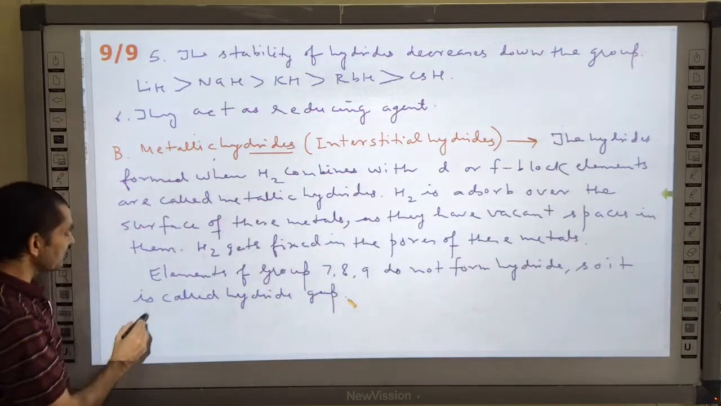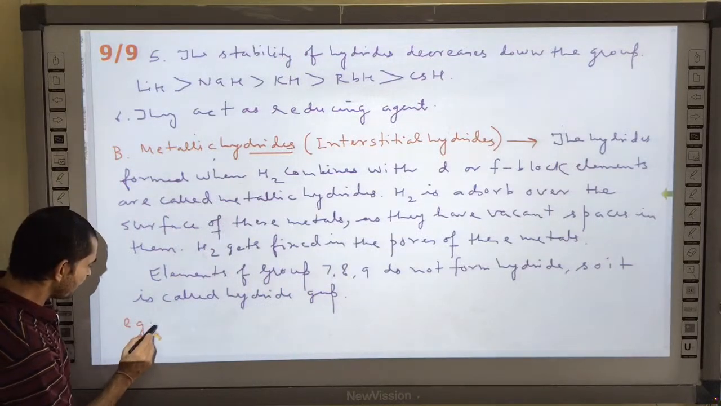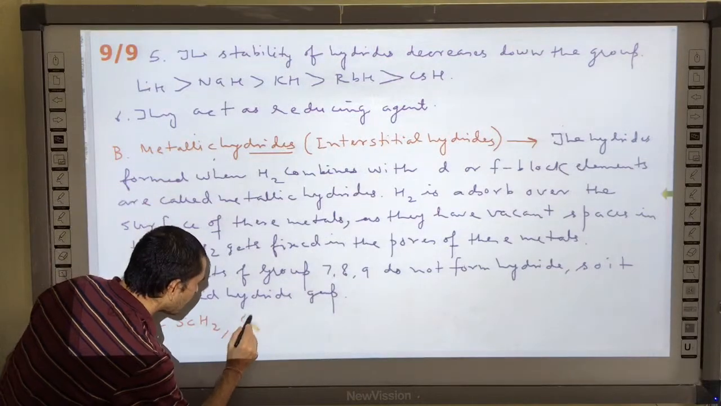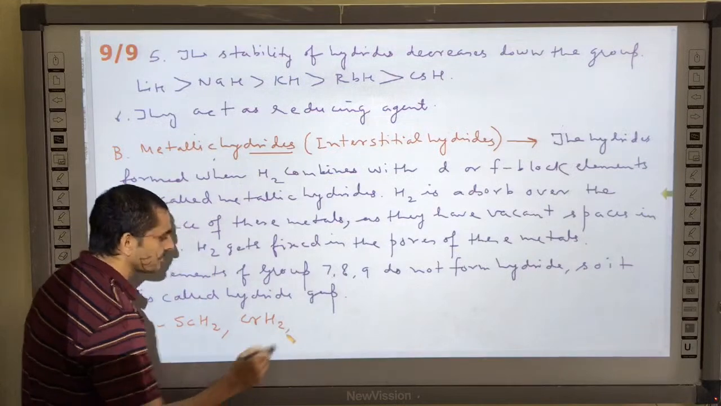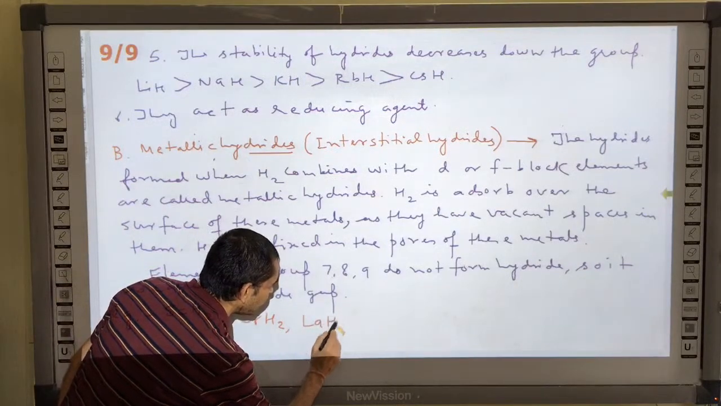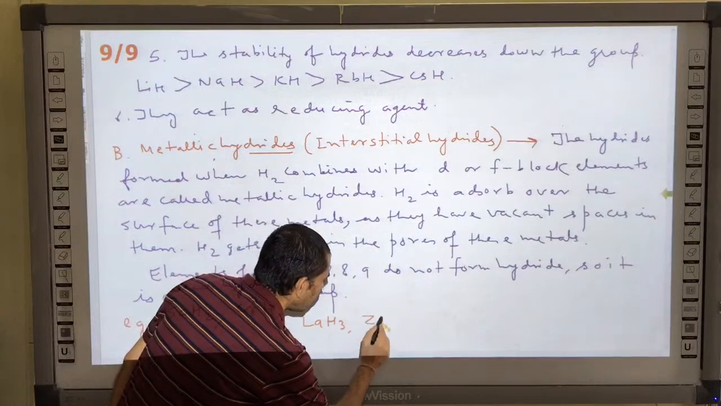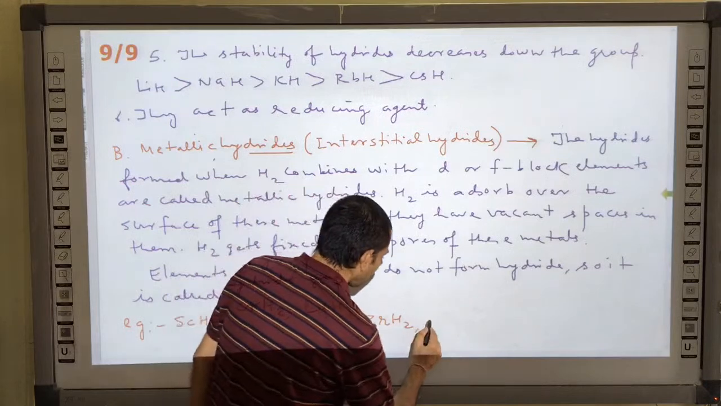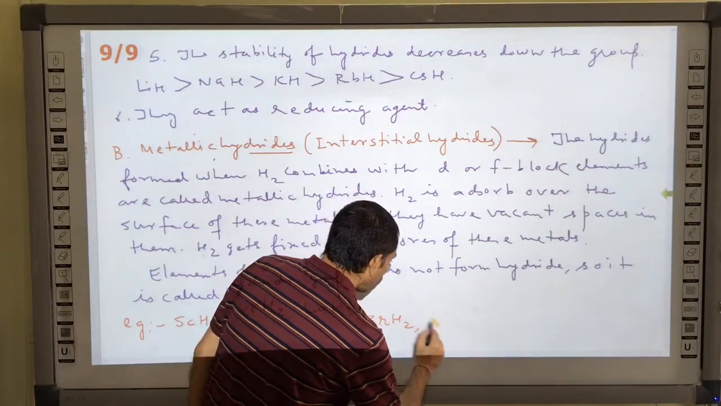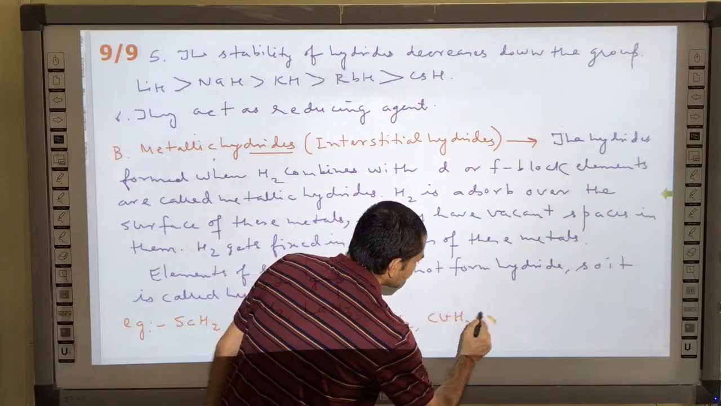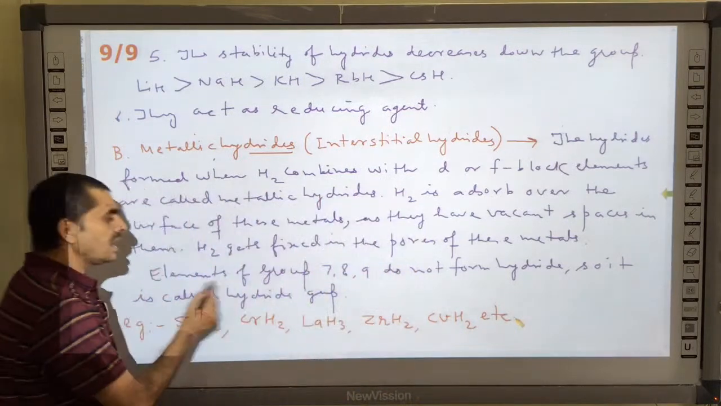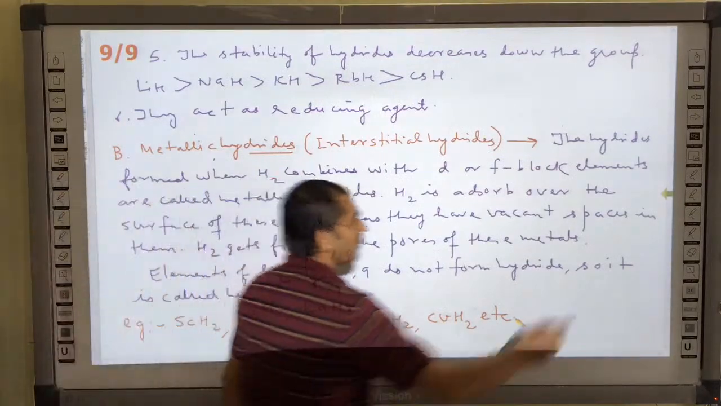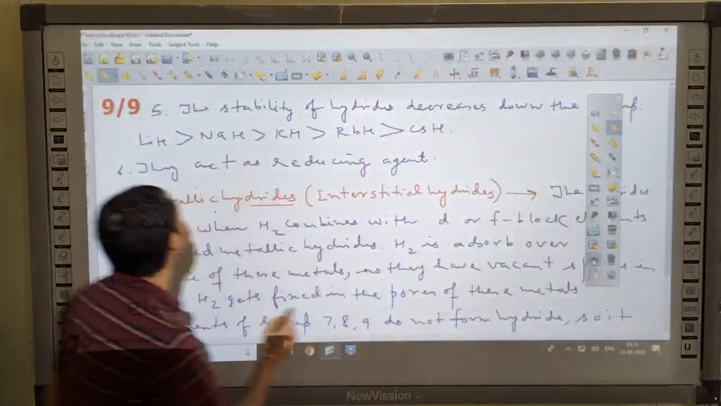Let us see the example of some hydrides. Scandium hydride, chromium hydride, lanthanum hydride, zirconium hydride, copper hydride, etc. So there are a number of examples of metal hydrides. Clear? Now let us continue.